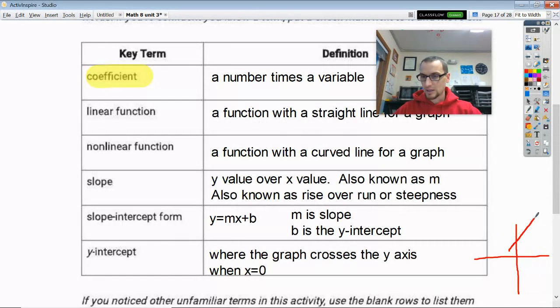The graph we worked on looked something like this. The y-intercept is this point right here. X equals 0, so you're going 5, 4, 3, 2, 1, 0. And it's the point where the graph crosses the y-axis.